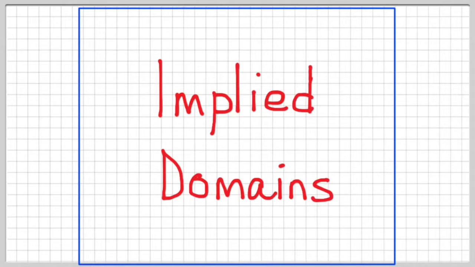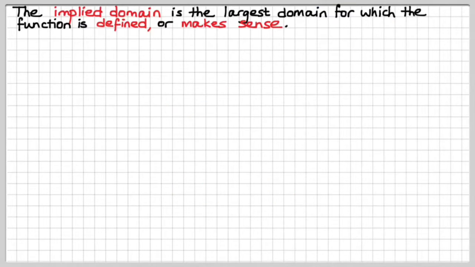Let's have a little look now at what we mean by implied domains, a very important area for you to understand. The implied domain is the largest domain for which the function is defined, or, if it's not specifically defined, the largest domain which makes sense for a function, guys.